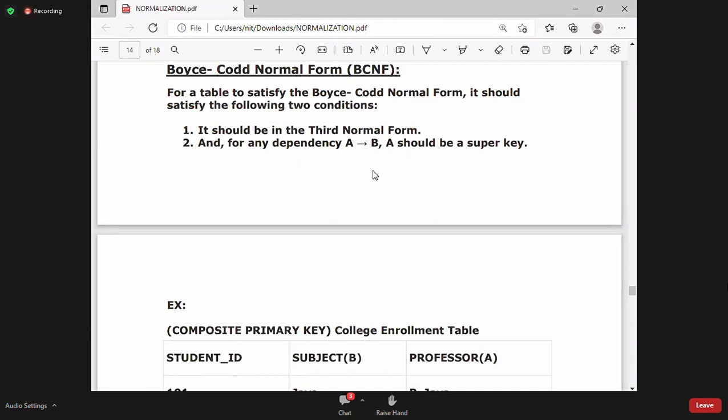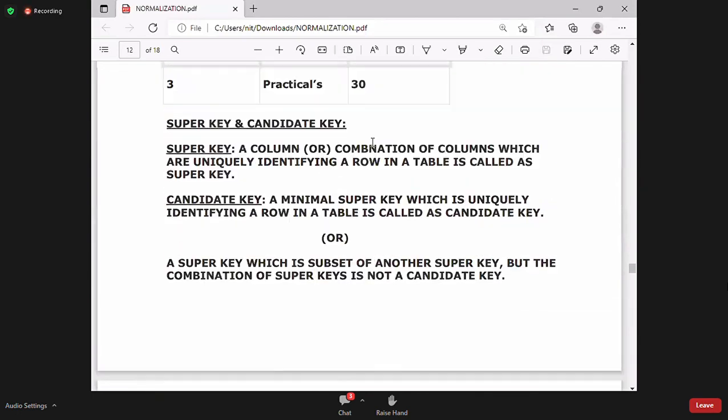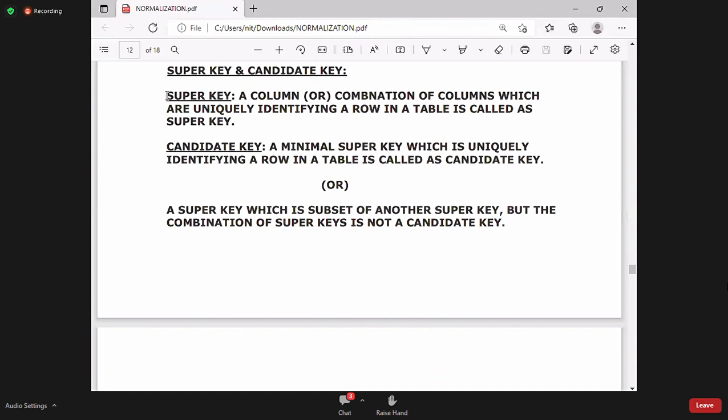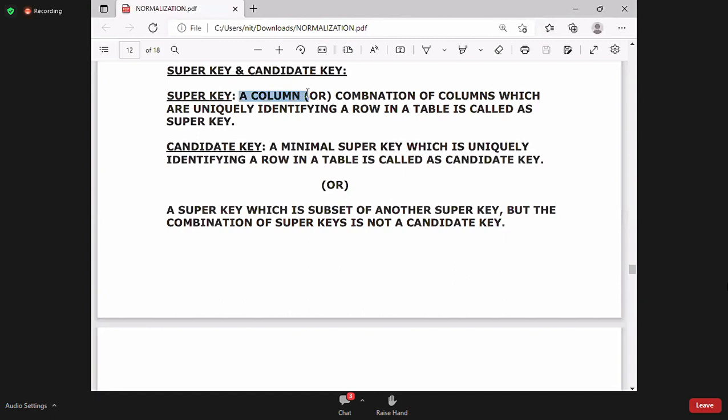Here the new concept is the super key. So what is a super key here? First we will take some definitions. Carefully observe. So the super key and candidate keys, these two definitions we will discuss. First, the super key. What does it tell us, guys? Observe. A column means a single column or combination of columns, either a single column or else a combination of columns, which uniquely, unique means same or different.